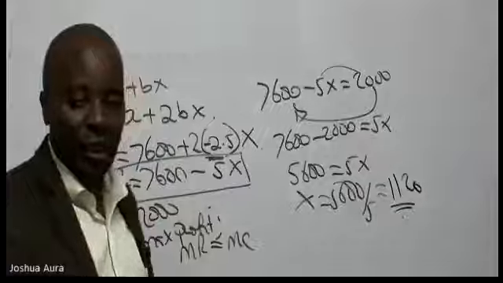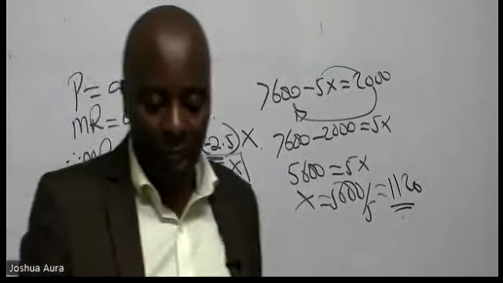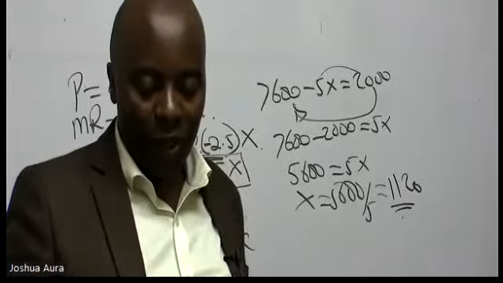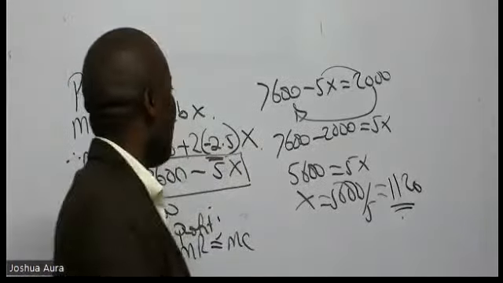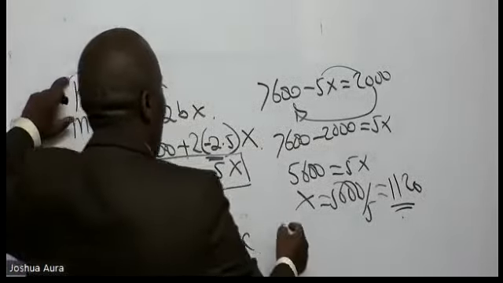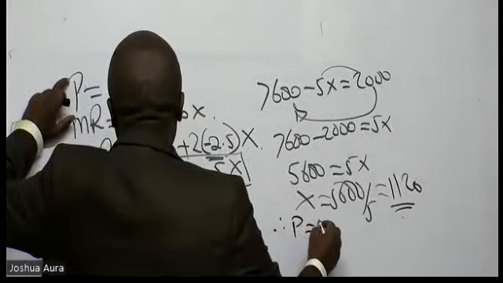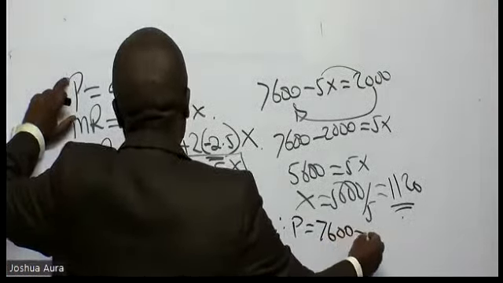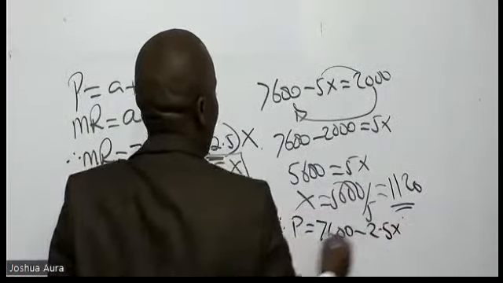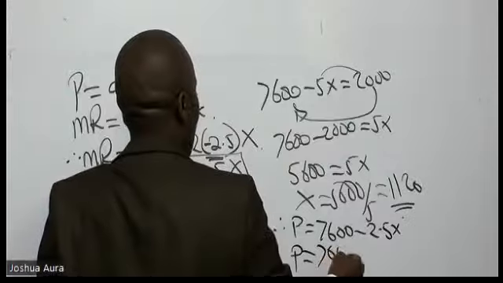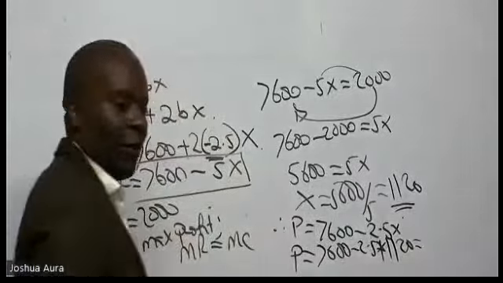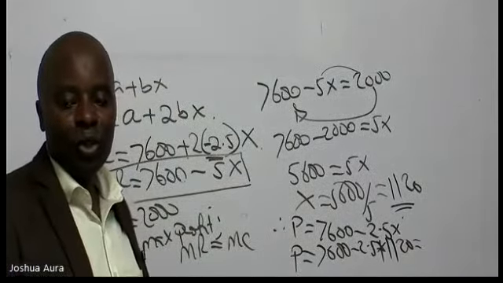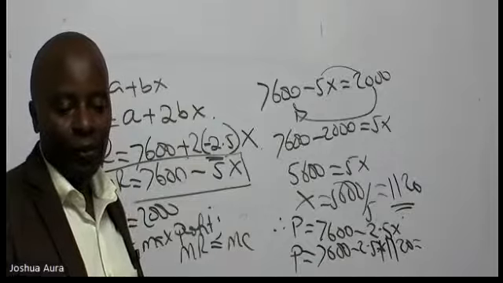So having gotten that as our X figure, please read again. They want the fees. Fees is the same as what here? The price. So they want price, and therefore we know the price function. Our price function was 7,600 minus 2.5 times x, where x is 1120, which will end up giving me what figure at the end of the day as my fees? 4,800.